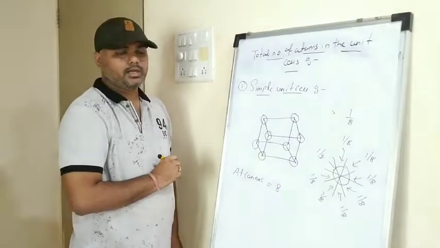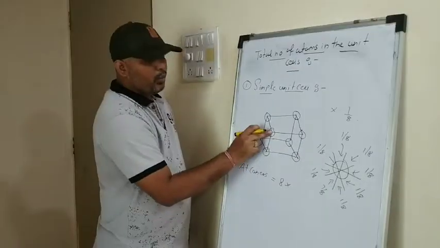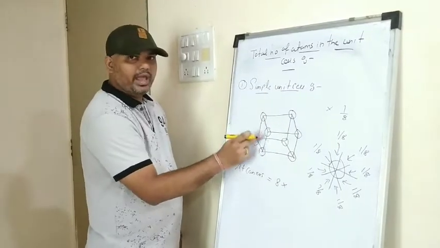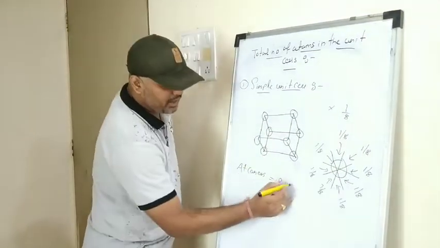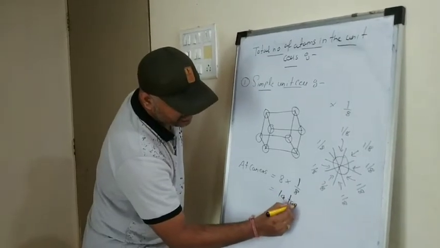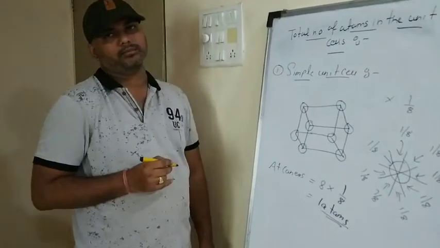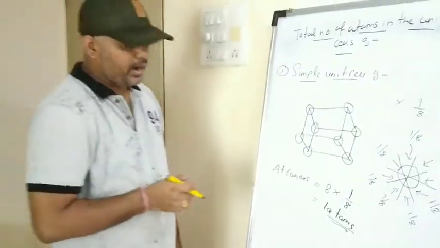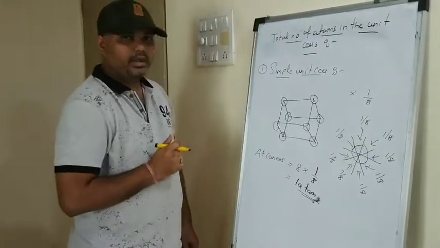atoms at the corners into one particle is shared by the 8 unit cells, that is why 1 by 8. So the total number of atoms present in it will be 1 atom. Are you understanding it? So 1 atom is present in the particular unit cell.